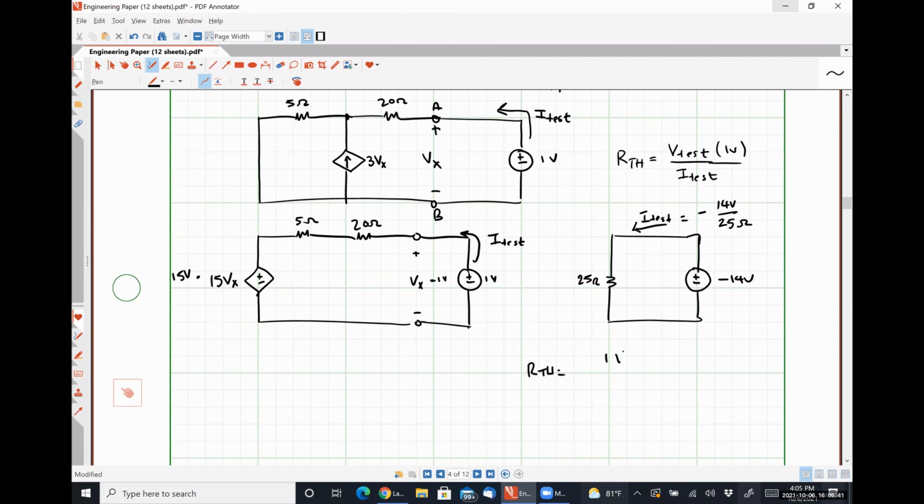Let me write that out here. RTH is going to be 1 volt divided by negative 14 volts over 25 ohms. Sorry, amps, current is measured in amps. That gives me negative 25 over 14. So 3 different ways we got the exact same value. I feel very, very strongly that we did it correctly. Okay, so that's the test source method.